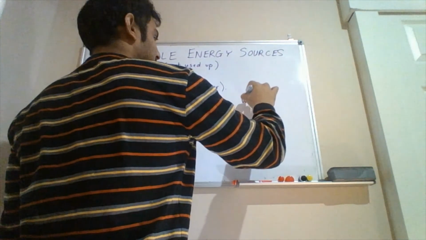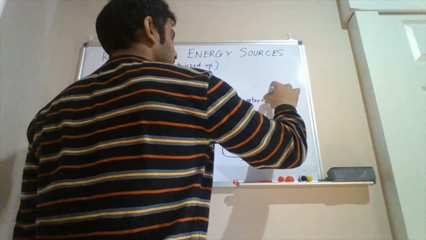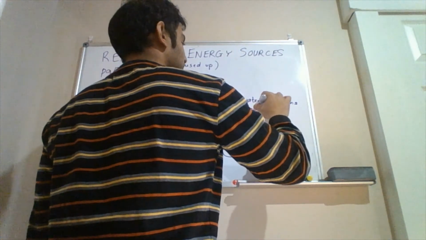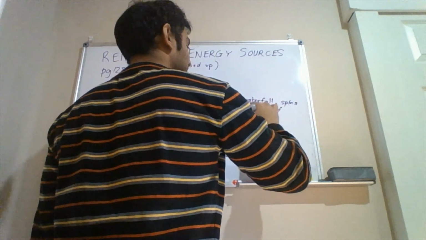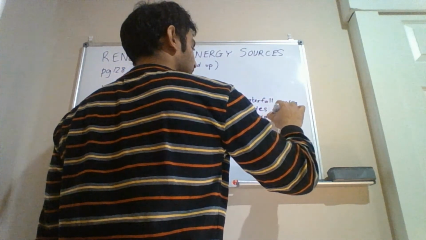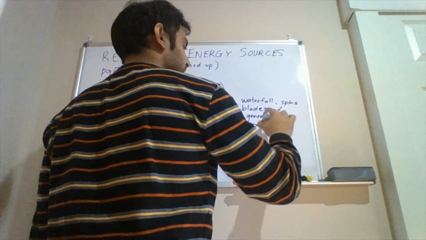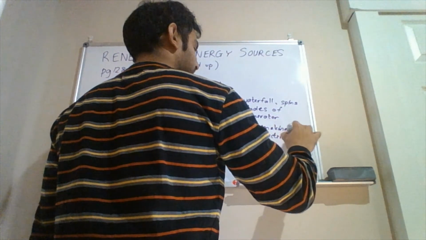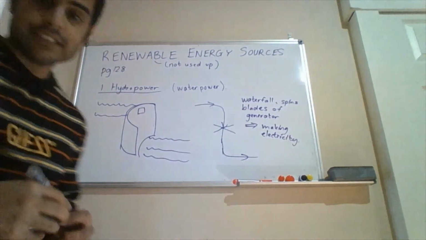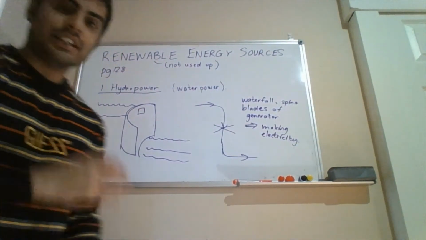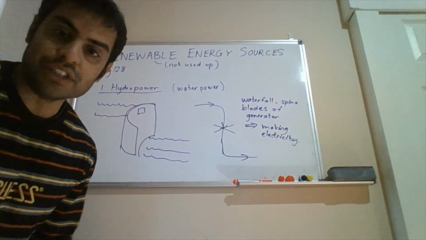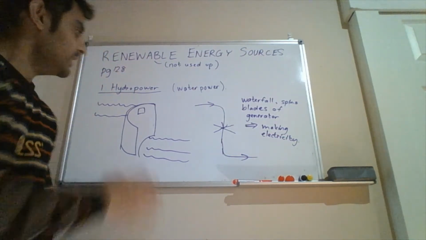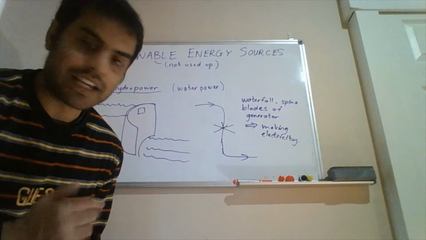So you could say something like: waterfall spins blades of generator, and this leads to making electricity. In the textbook it tells us that this type of renewable energy is very popular in countries where there are large rivers. So you can build dams by these rivers and catch quite a bit of power.